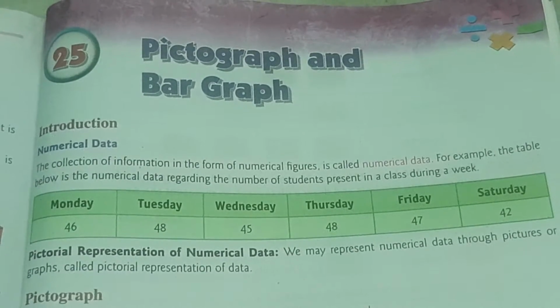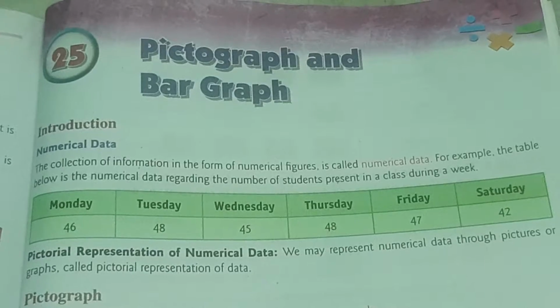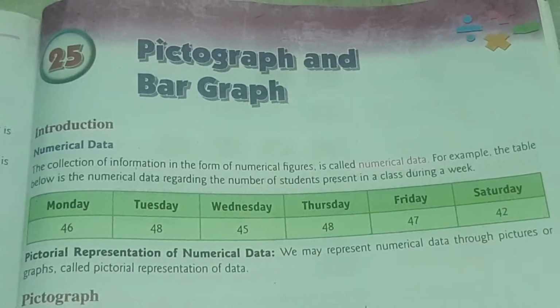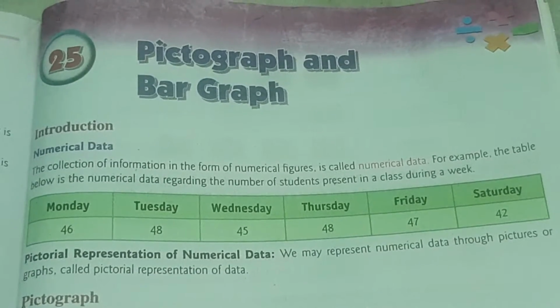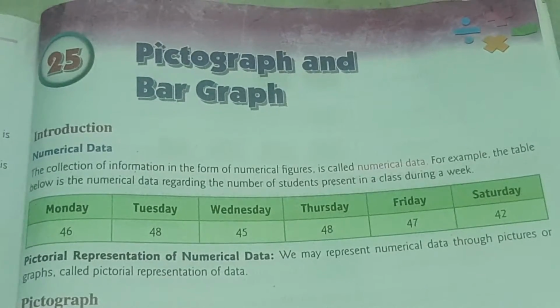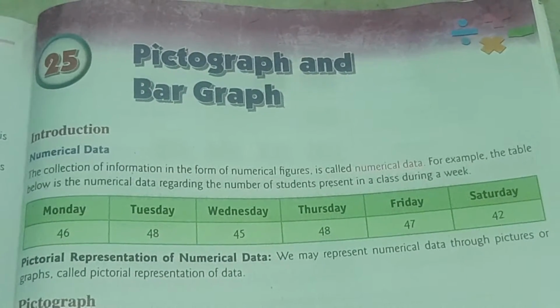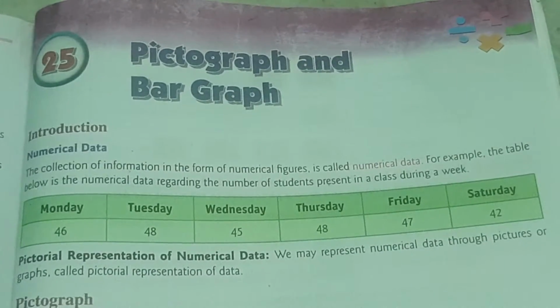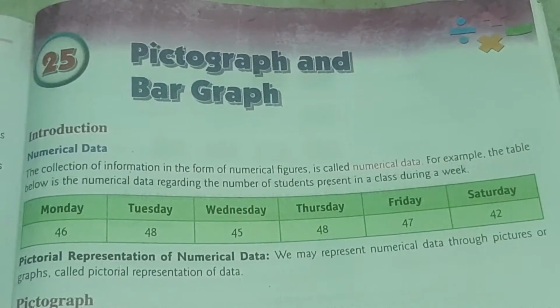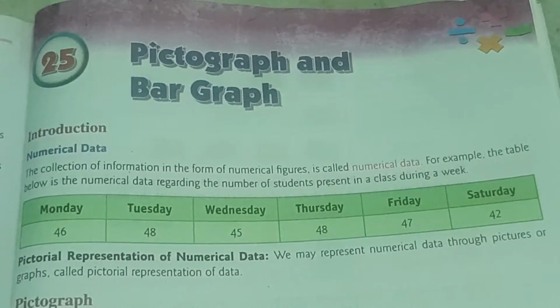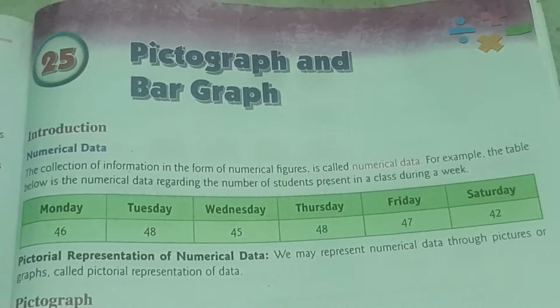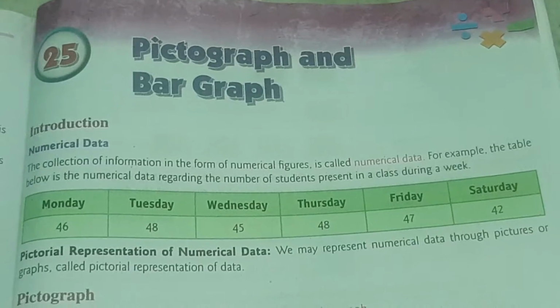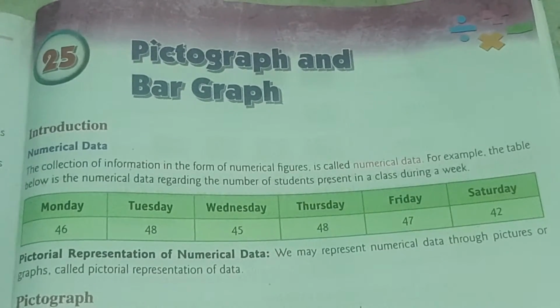Now, what is numerical data? The collection of information in the form of numerical figures, meaning in number form, is called numerical data. One example is given below. The table below is the numerical data regarding the number of students present in a class during a week. So this data shows their presence on particular days of the week. Like Monday, 46 students are present. Then on Tuesday, 48 students.